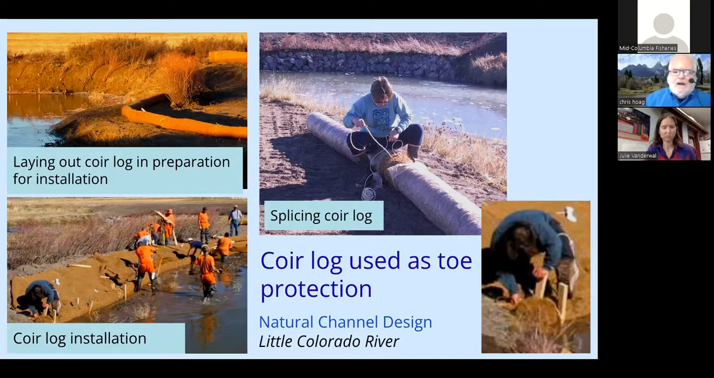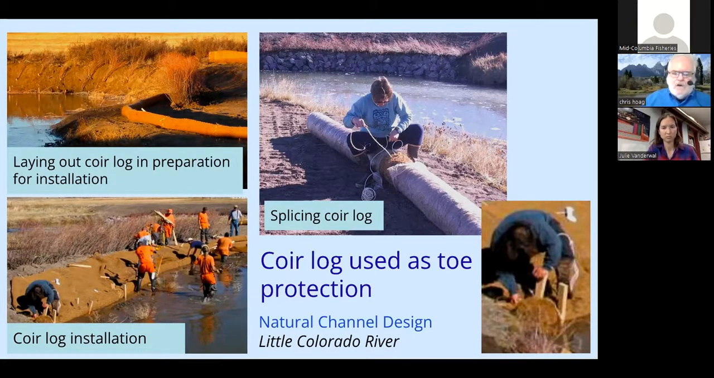And then if 15 feet isn't long enough, which it rarely is, you're actually going to splice it, and that's what she's doing on the right side. Each of those 15-foot sections would be spliced together to get to the total length that you're working on. On the lower left is actually seeing it installed.